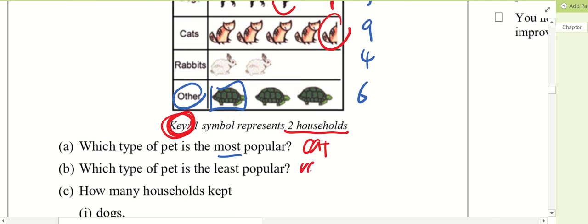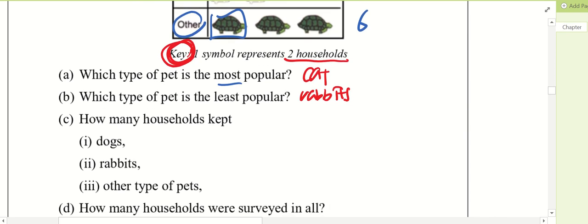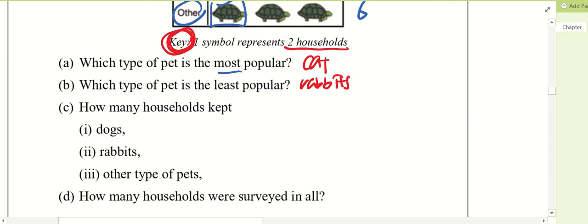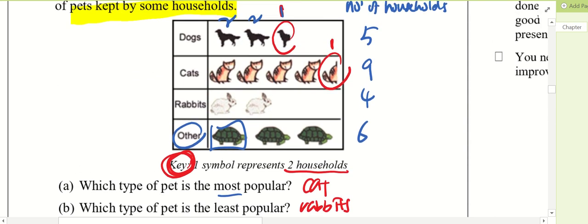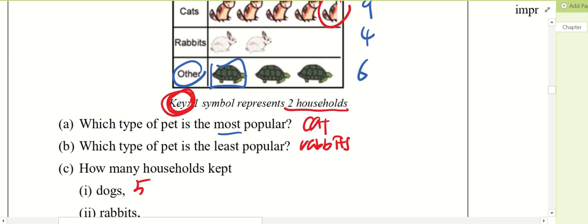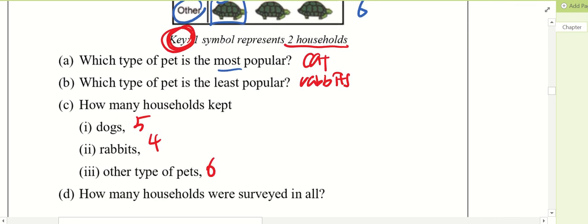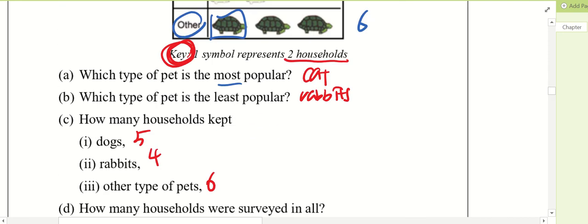Rabbits, with a frequency of 4. How many households kept dogs, rabbits, and other types of pets? So this is asking for the numbers, no longer the category itself. So dogs, we have done it before, is 5. Rabbits, 4 only, and others, 6. Right, so it's very easy to read off.